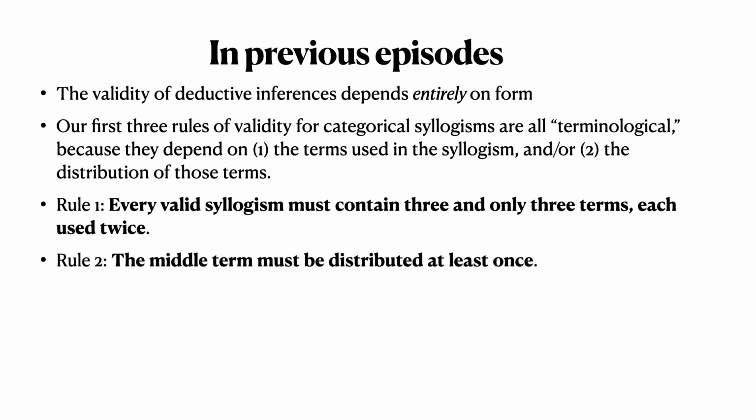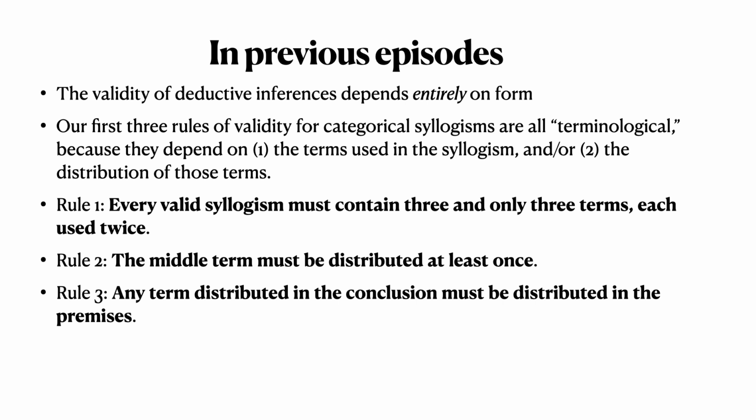Second, the middle term must be distributed at least once. If we haven't got the middle term fully distributed at least once in the premises, then we won't know whether the part of the extension of the middle to which we compare the major term is the same as the part to which we compare the minor term. So we need that complete distribution of the middle term at least once. It doesn't need to be twice, but it does need to be at least once.